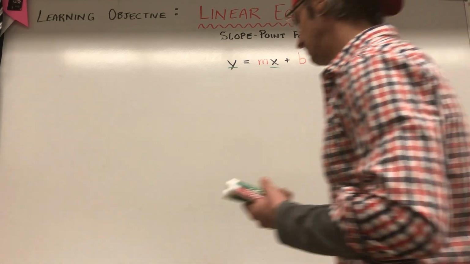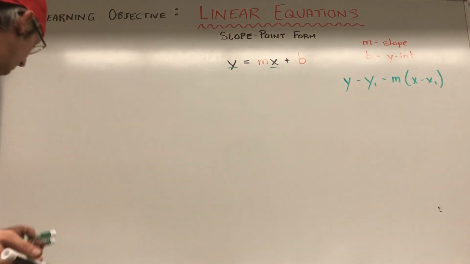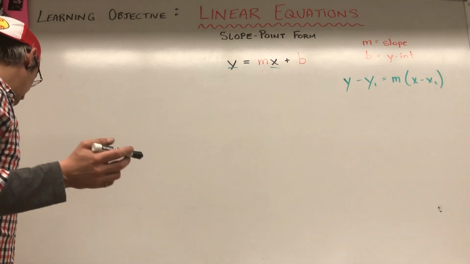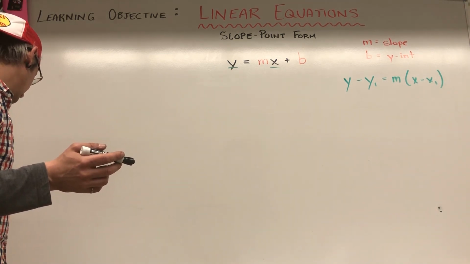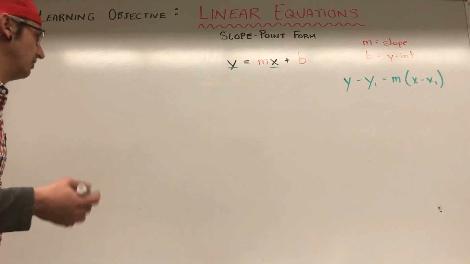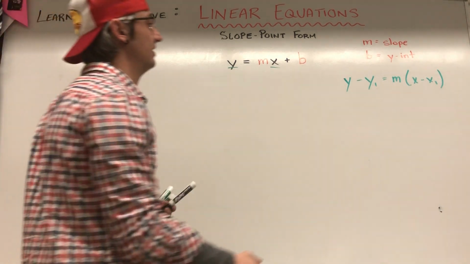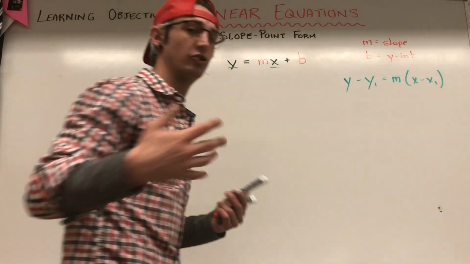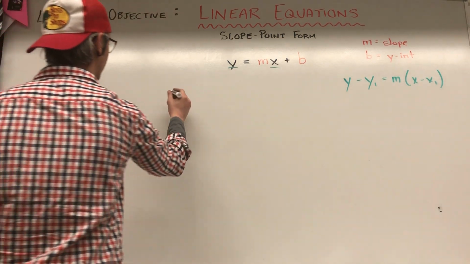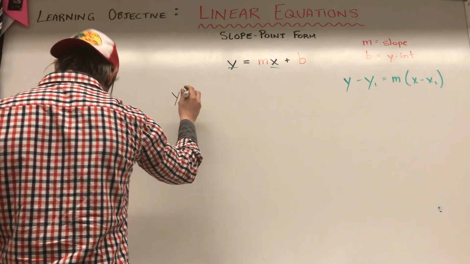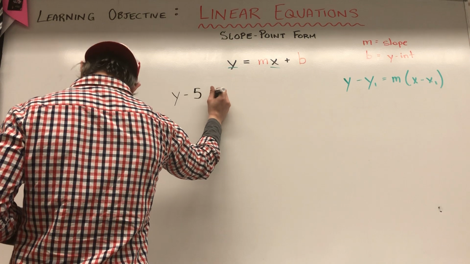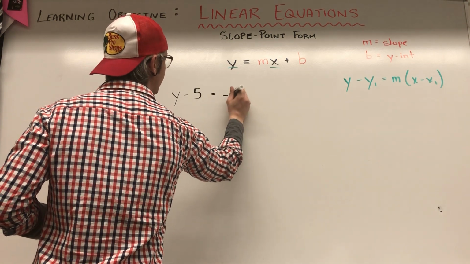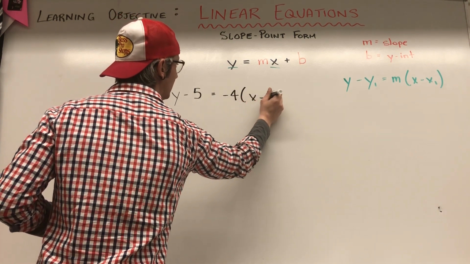So let's look. I'm on page 372, and they say, for each equation, identify the slope of the line it represents and the coordinates of a point on that line. So they're actually going to give us equations in this form, and we have to interpret them. The first one they give us is y minus 5 is equal to negative 4 times x minus 1.